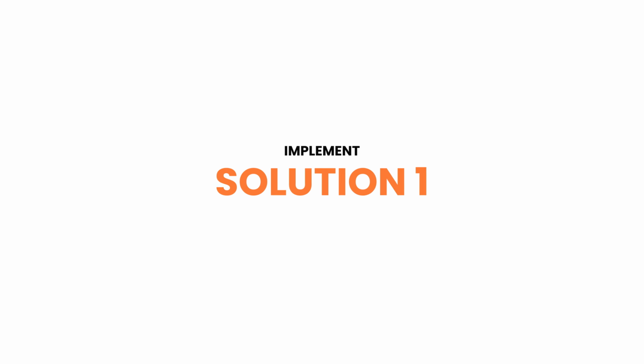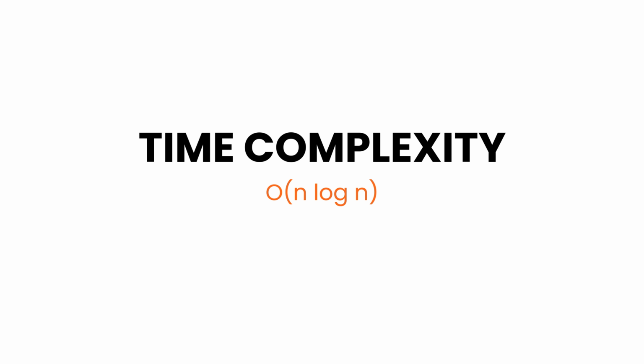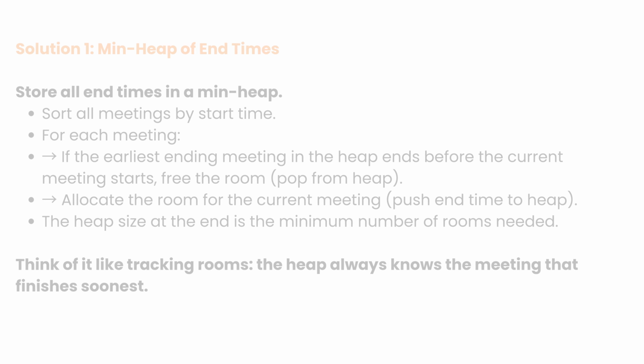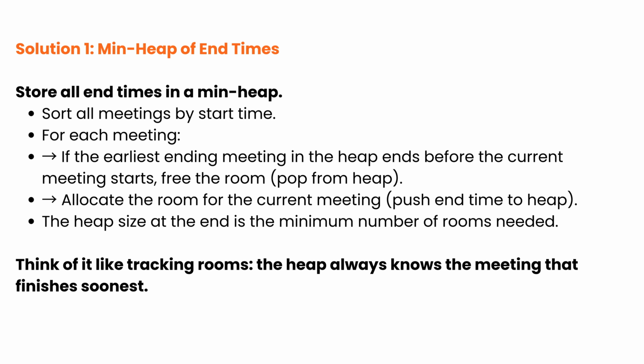Now let's solve solution 1, the min heap approach for finding the minimum number of meeting rooms needed. We'll go step by step, explain each line, and understand why a min heap is the perfect structure for this problem. Time complexity is O(n log n), where n is the number of meetings. Sorting takes O(n log n), and each heap operation is O(log n).